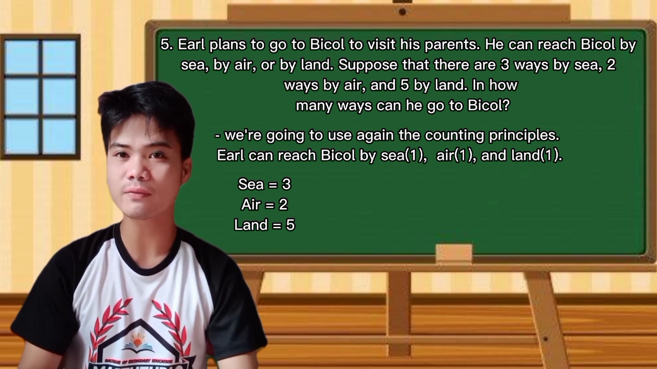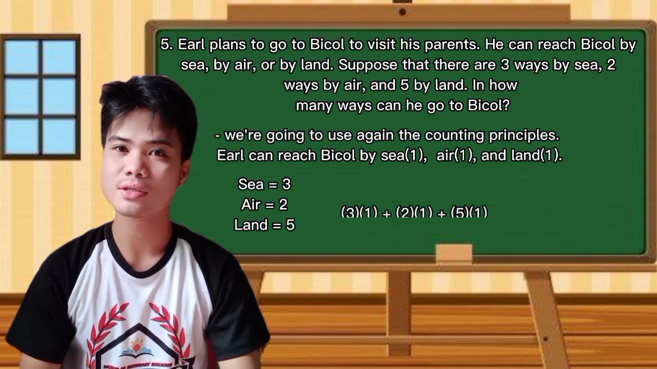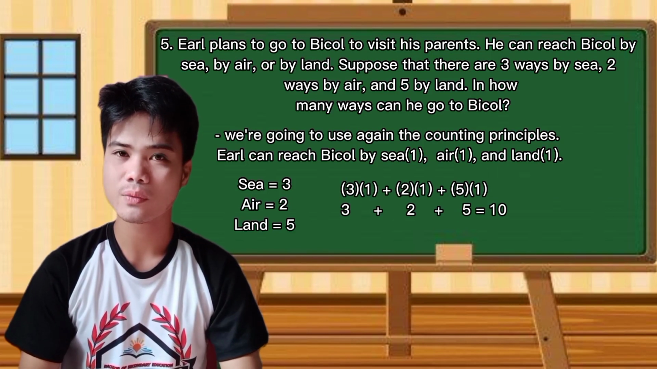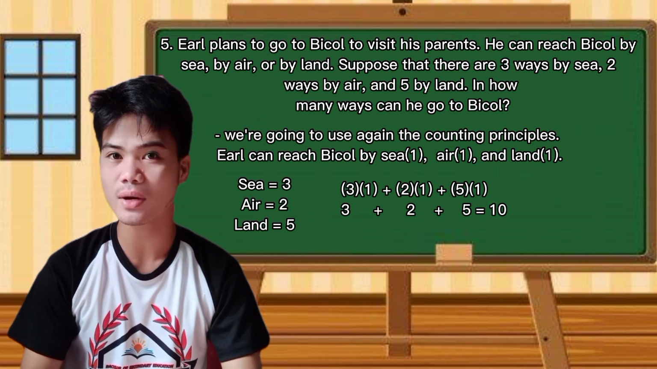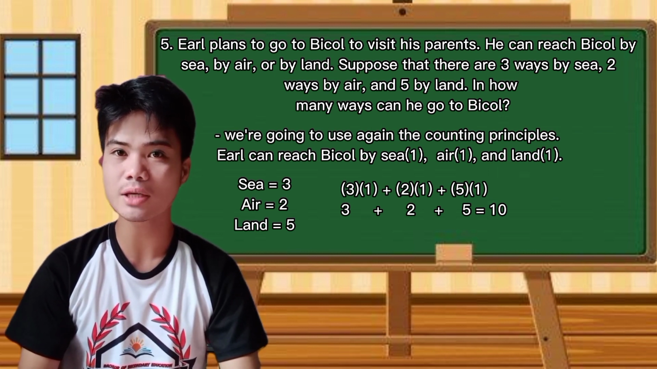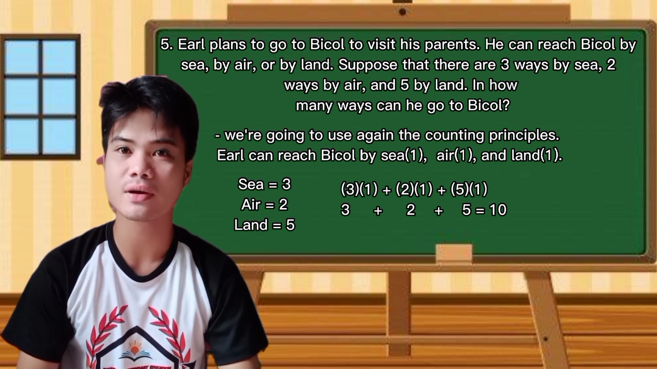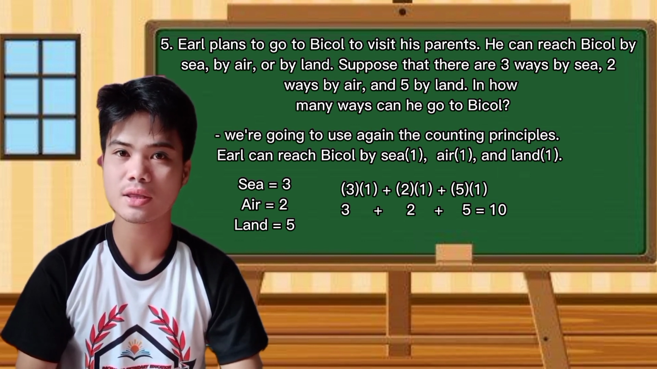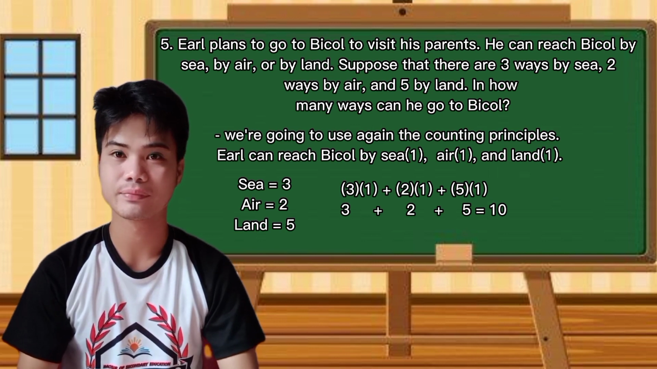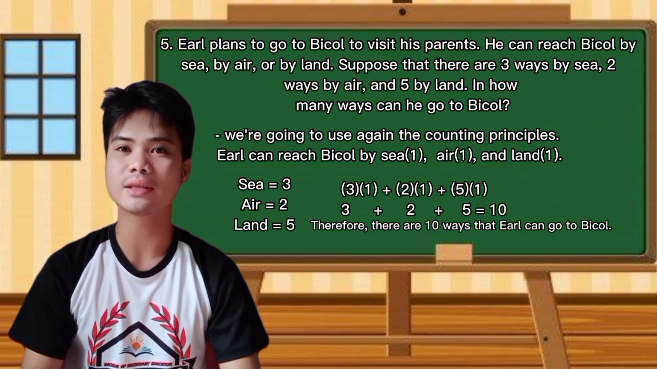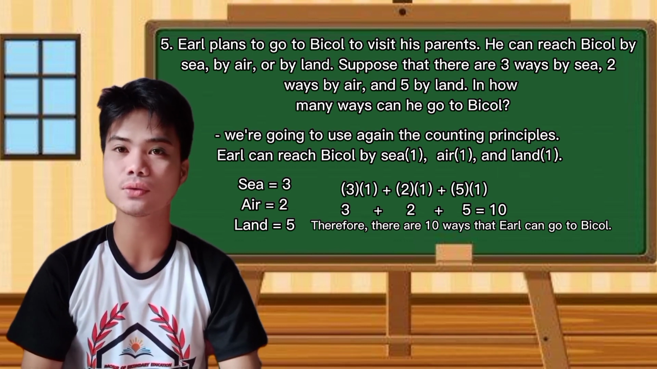So you can solve this problem in this way. 3 ways by sea times 1, 2 times 1, 5 times 1. So 3 plus 2 plus 5 is equal to 10. So therefore, there are 10 ways that Earl can go to Bicol.